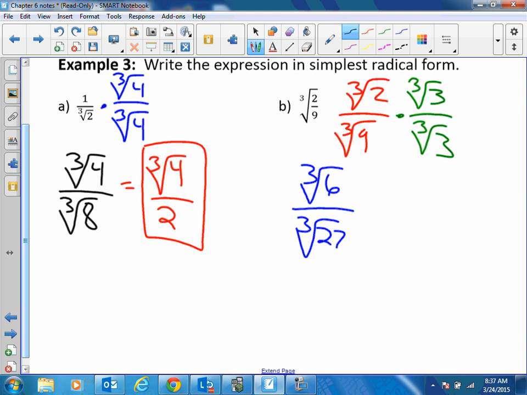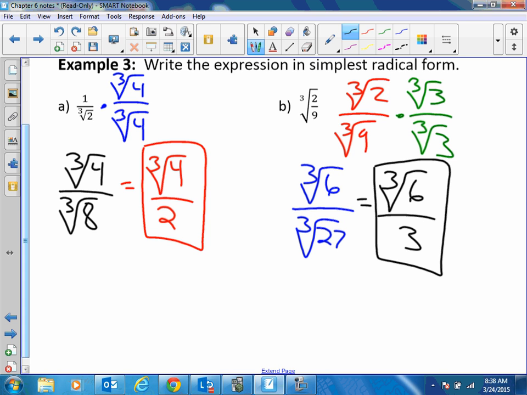Then from there, I can't simplify the top. Cube root of 6, I can't simplify it further. But the cube root of 27 is 3, and I can leave it like that. So basically on those, you have to look at those perfect cubes to make it simplify.